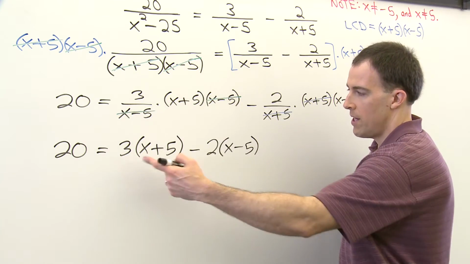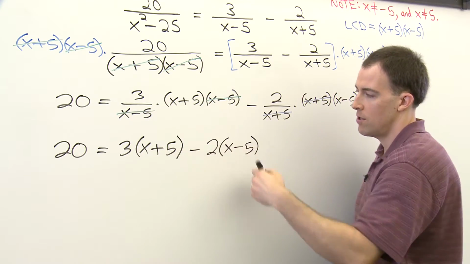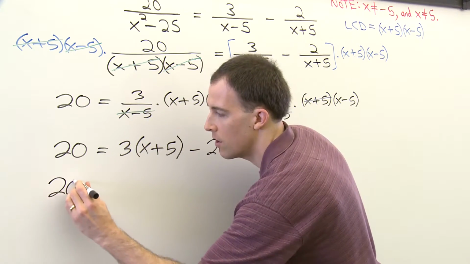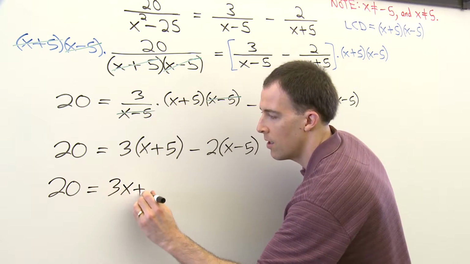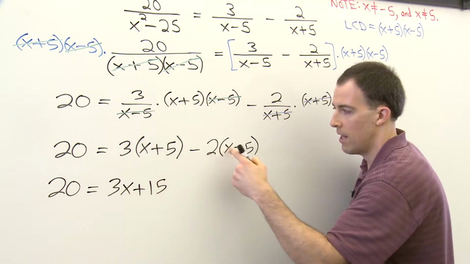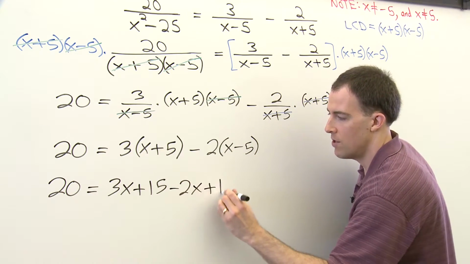So let's take a look at what we need to do to solve this. The 3 needs to be distributed through the parentheses, and the negative 2 needs to be distributed through the parentheses, to clear parentheses. 20 then equals 3x plus 15, and then a negative 2x. Negative 2 times negative 5 would make positive 10.